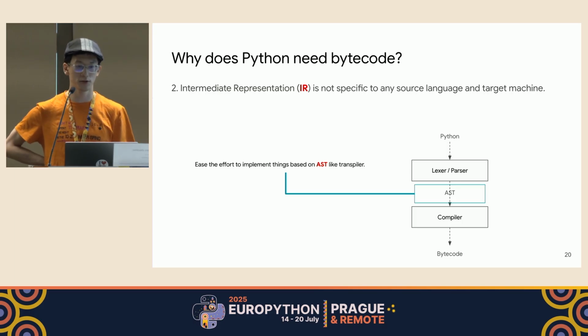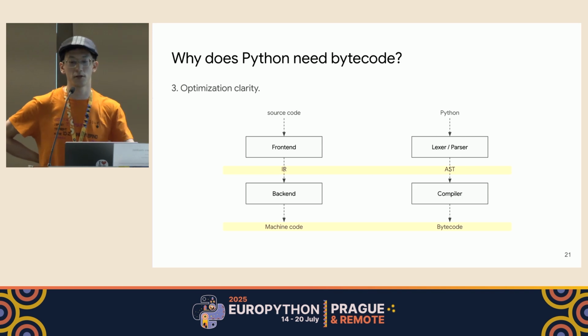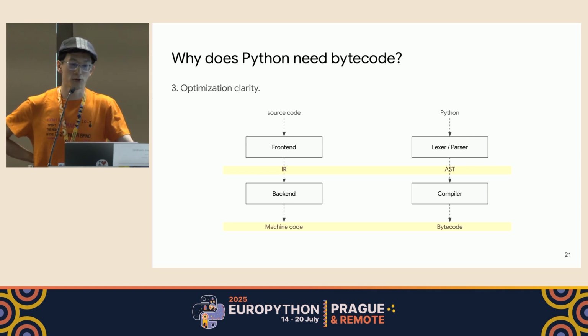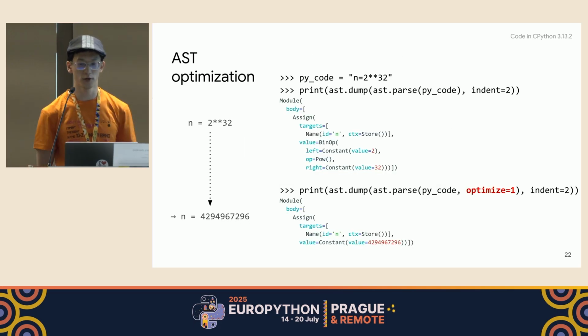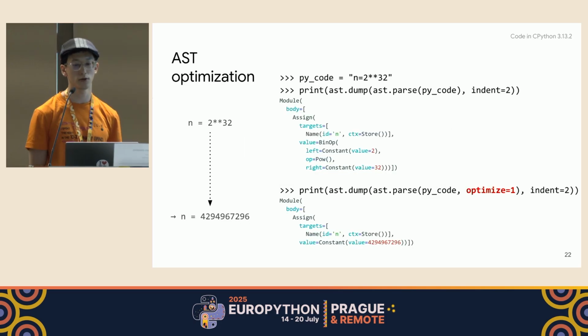And there could be some more use cases behind this kind of IR flexibility. The third benefit is optimization clarity. Optimization can be at both the AST and bytecode levels. For example, at the AST level, a numeric operation like power can be optimized during optimization.